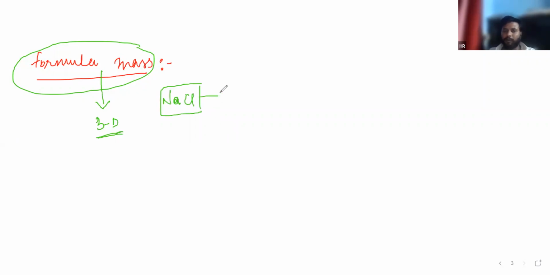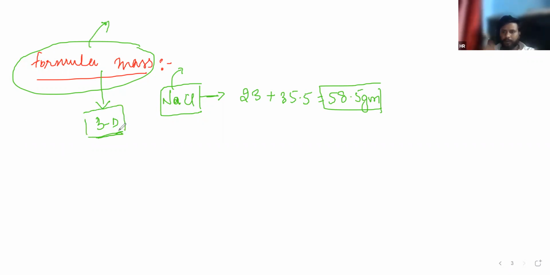What is the formula mass of sodium chloride? We take the sum of the atomic masses of the individual elements, like mass of sodium 23 and mass of chlorine 35.5, that will be equal to 58.5 gram. They are actually the same, but the term formula mass is used for compounds that exist in 3-dimensional structure. Okay, Arslan? Okay, just write it. It is used for 3D.